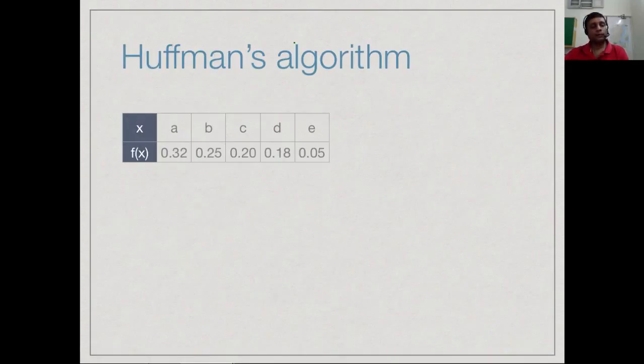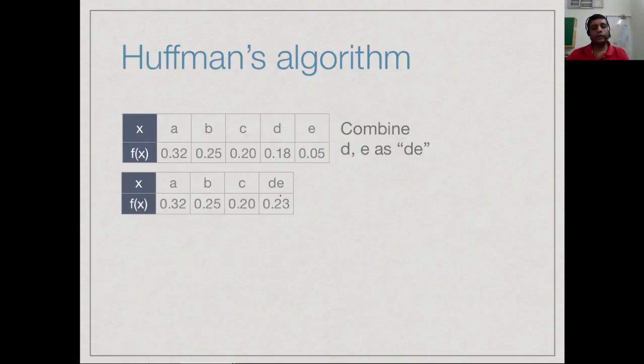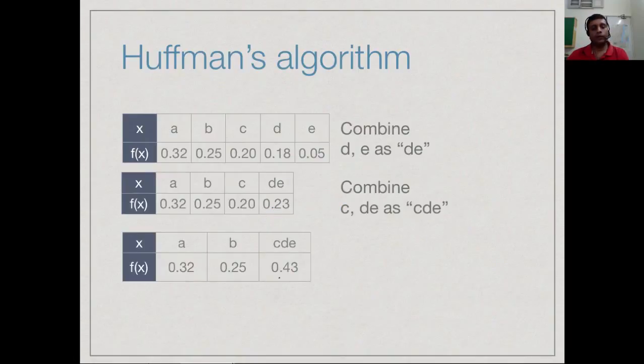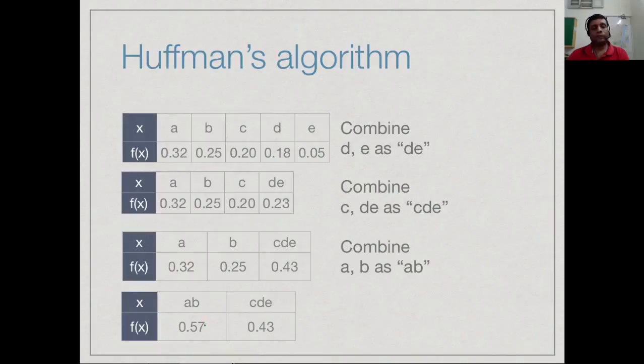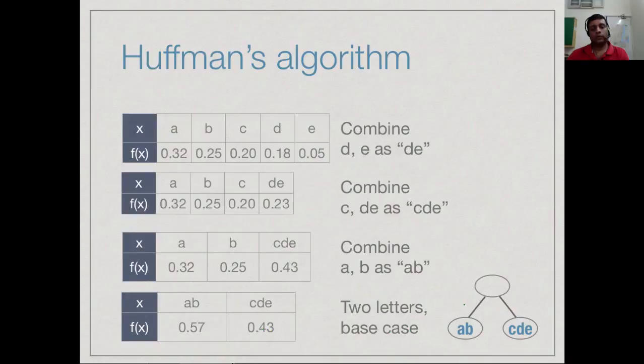So let's look at this example that we had earlier. Here the two lowest frequency letters are D and E. So we merge them into a new letter DE, with frequency 0.23 because it's 0.18 plus 0.05. Now these two are our two lowest letters, so we merge them and we get a new letter CDE of cumulative frequency 0.43, which is the sum of all the frequencies of the components. Now it turns out that these two are the smaller two, so I merge them into a letter AB. And now I have reached my base case where I have exactly two letters, so I can set up a trivial tree for these two letters labeled 0 and 1.